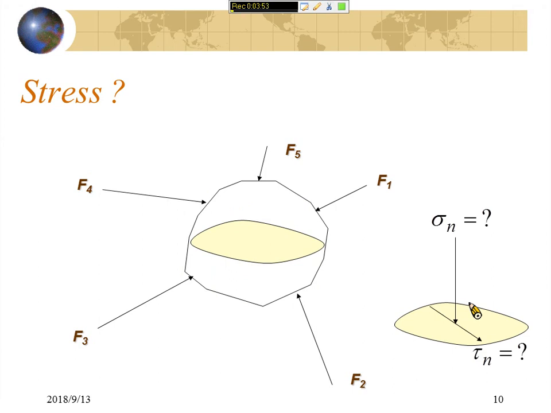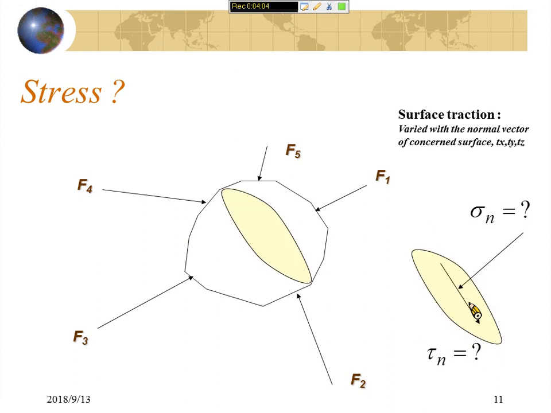Maybe you already know you can cut any plane and you can find the normal stress and the shear stress acting on that plane. If you change the orientation of the concerned plane, then the normal stress and the shear stress will change. So it changes all the time if you have a different orientation. I want to remind you a very important point right now. When you change the orientation of the plane, it means you change the coordinate system. When you change the coordinate system, then the normal stress and the shear stress will change.